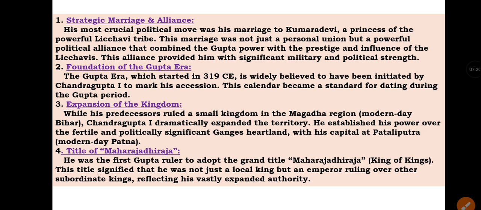The most important political move that Chandragupta I made was that he married a Lichchhavi princess named Kumara Devi. The Lichchhavis were a tribe or clan that was very powerful. When he married the Lichchhavi princess, he gained more power and more territory through the alliance with the tribe. So let us move to the next slide.